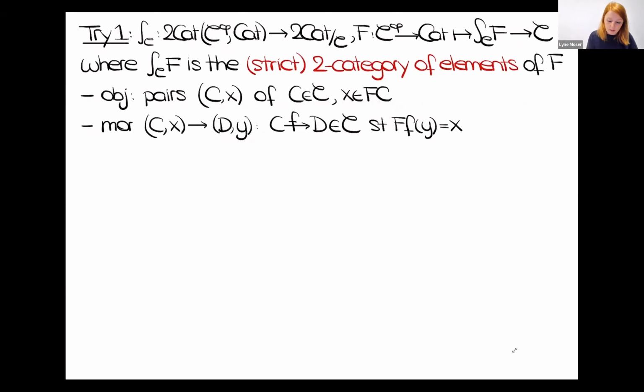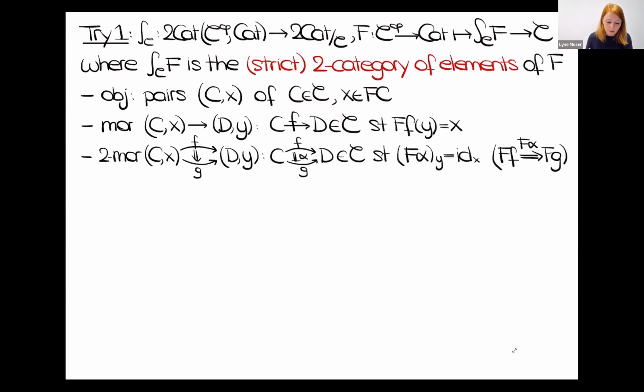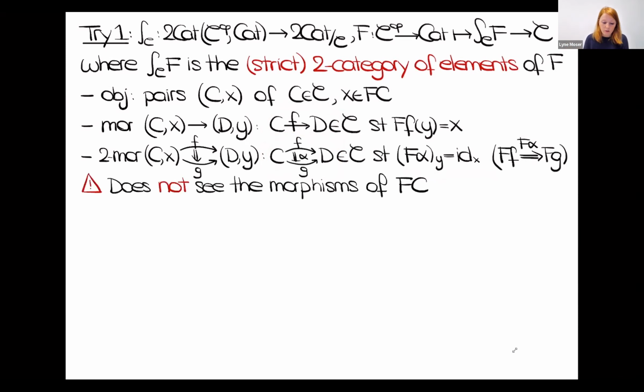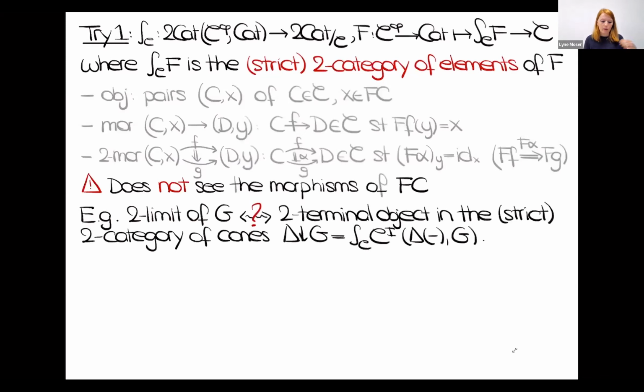And the morphisms are morphisms from C to D satisfying this condition. And then we can add 2-cells because now we want a 2-category. So we can say the 2-cells are 2-cells in C satisfying some condition. But the problem in this construction is that we actually don't see any of the morphisms of the category FC. So in particular, it's not going to be fully faithful or anything. But maybe this is not a problem and the representation theorem doesn't need the whole power of the Grothendieck construction. And you can ask whether the representation theorem still holds with this definition.